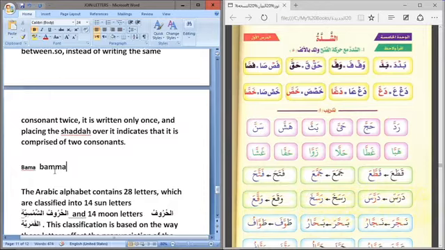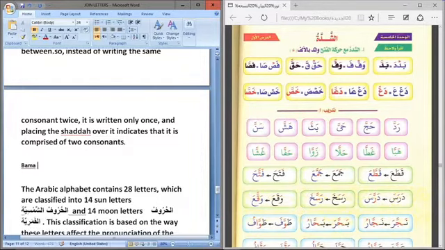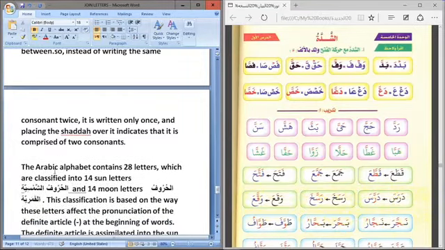So shaddah is all about doubling the letter that possesses the shaddah. We double them in pronunciation. We call them with force. That is what shaddah is all about.